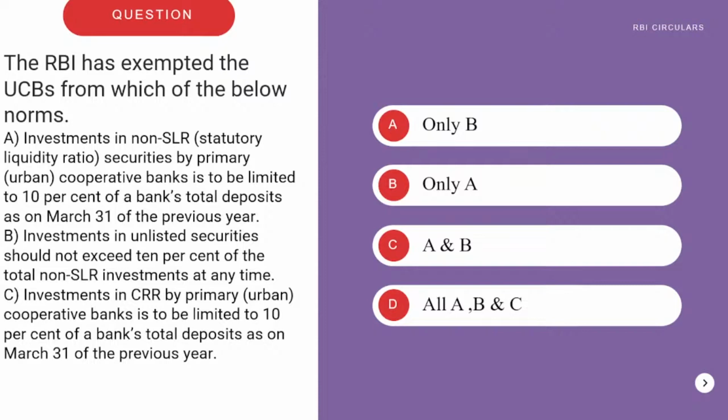Only A, only B, A and B, all A, B, C. Which one of them is correct? You need to recall what we discussed today.